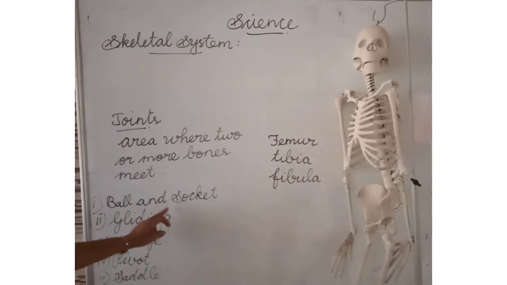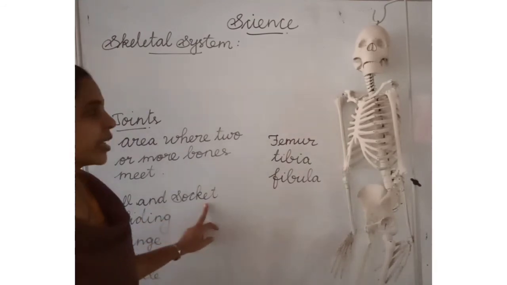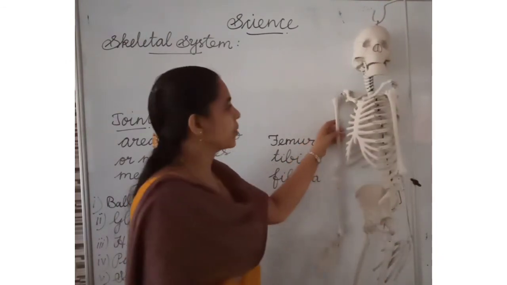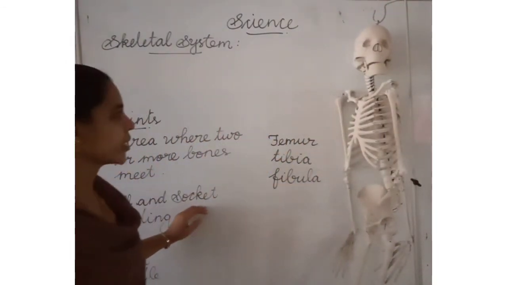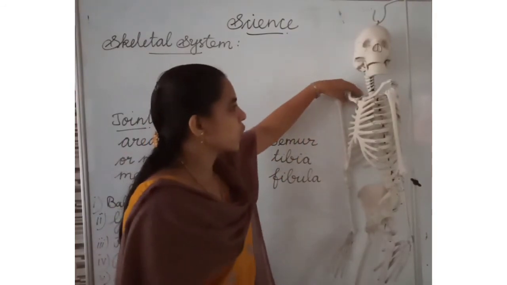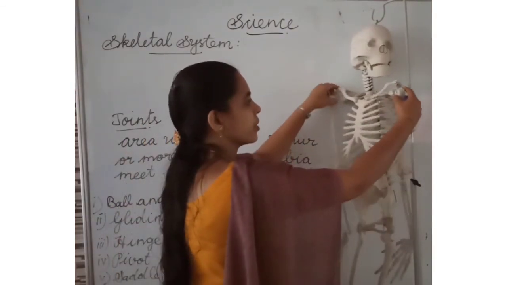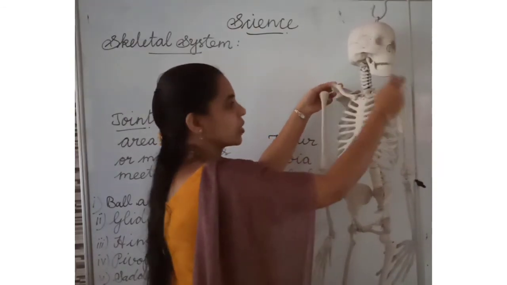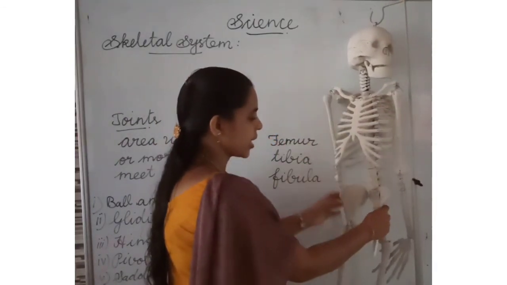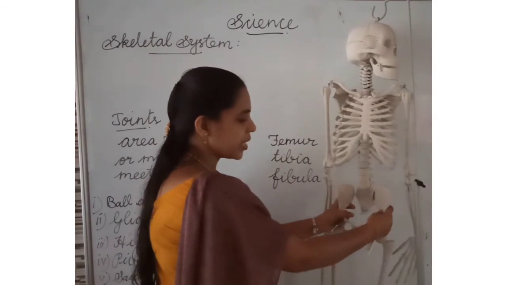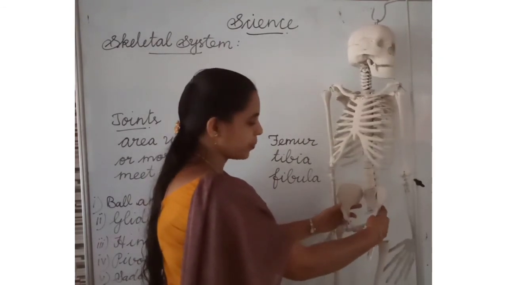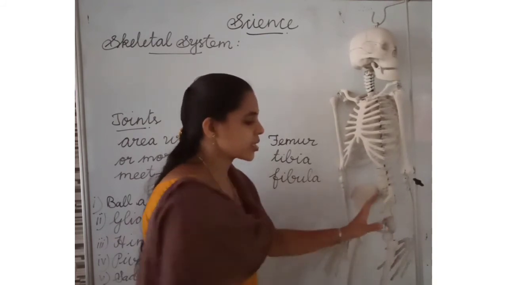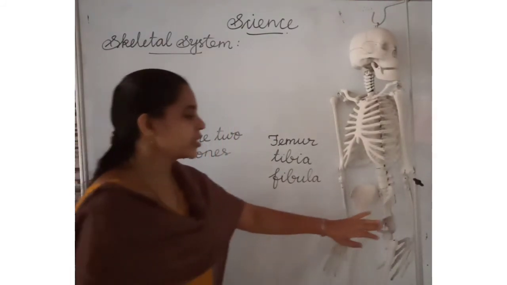The ball and socket joints are in the shoulder and hip. See, these are the ball and socket joints. The shoulder is one, another one is the hip. The hip is the largest joint. So this is called a ball and socket joint.